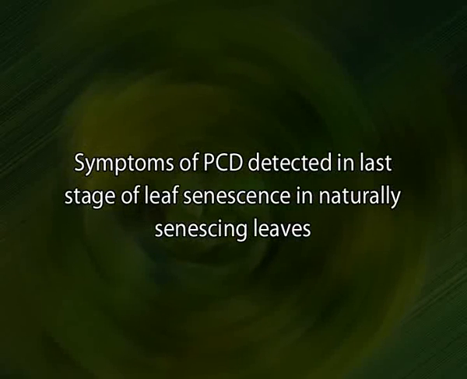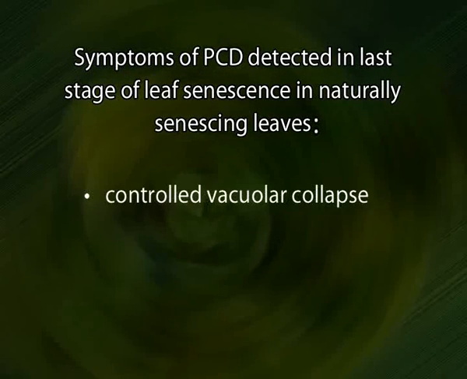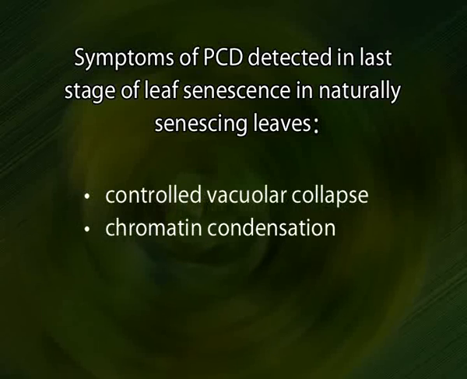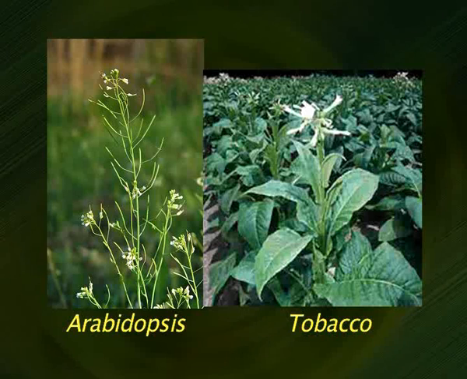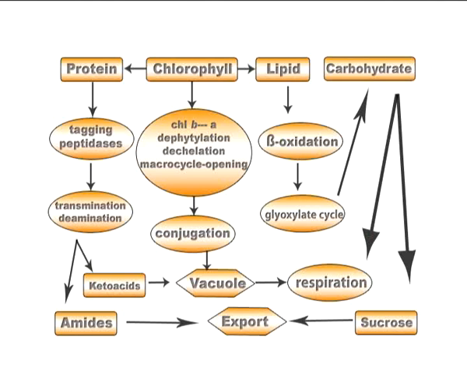In the last stage of leaf senescence, typical symptoms of programmed cell death such as controlled vacuolar collapse, chromatin condensation, and DNA laddering are detected in naturally senescing leaves from a variety of plants including Arabidopsis and tobacco. These observations imply that leaf senescence involves cellular events that ultimately lead to programmed cell death. Eventually, visible disintegration of the plasma membrane and vacuolar membranes appears. The loss of integrity of plasma membrane then leads to disruption of cellular homeostasis, ending the life of the cell in senescing leaves.